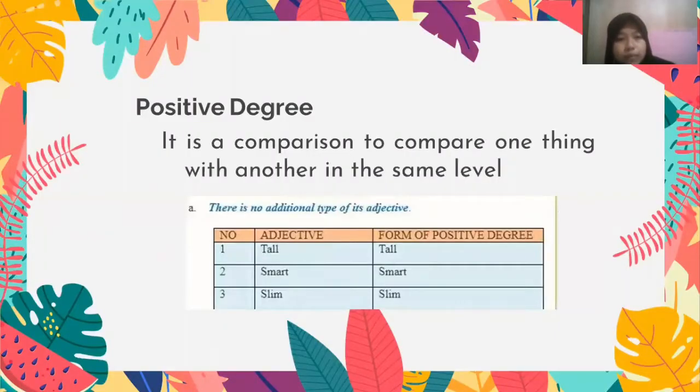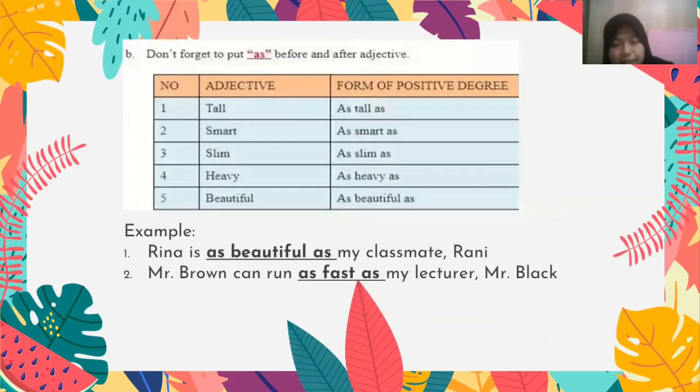Next. Positive degree. It is a comparison to compare one thing with another at the same level. The rules are: first, there is no additional type on each adjective. Tall, still tall; smart, still smart; slim, still slim. Next. Rule B: don't forget to put as before and after the adjective.